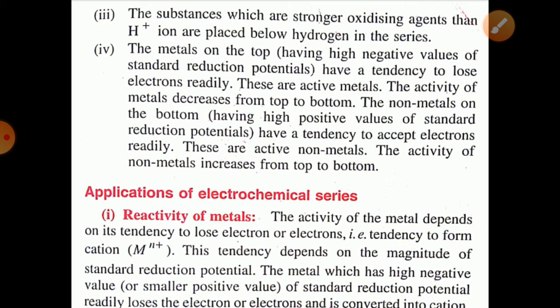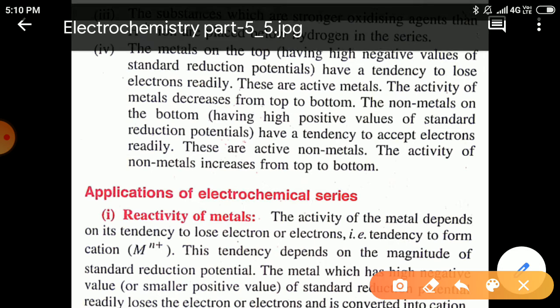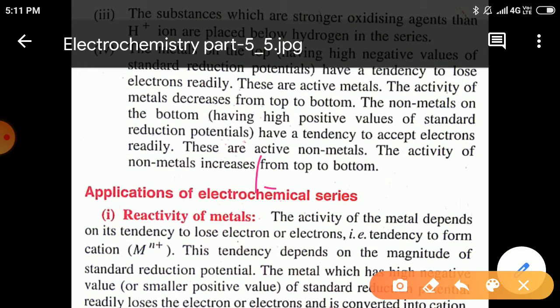So in short, we can say that if we compare the chemical species with hydrogen, then the chemical species above hydrogen have the tendency to lose electrons, meaning they work as anode, and the chemical species below hydrogen in the activity series, that is the electrochemical series, have the tendency to accept electrons, that is, to gain electrons and work as oxidizing agents.